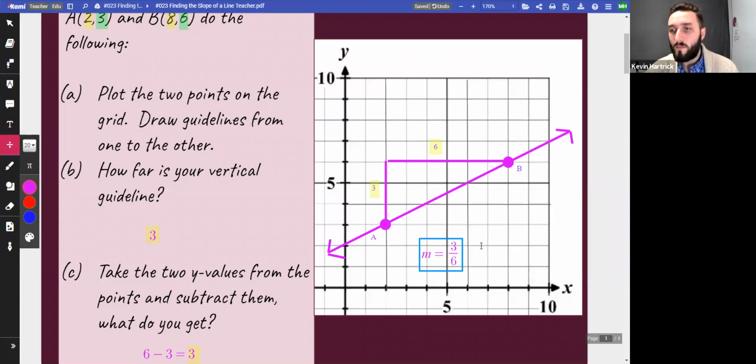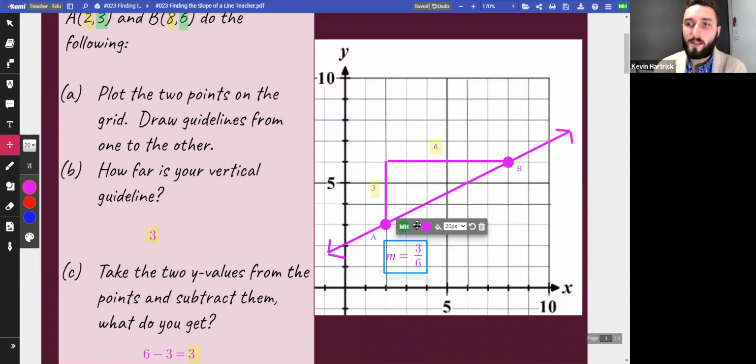Now, this is not simplified. So this is the first time we're looking at a slope that is not fully simplified. What does that mean? That means that the fraction that we get can be reduced. What is a number that goes into both 3 and 6? Well, they're both divisible by 3 because they're both multiples of 3. 3, 6, 9, 12, right? 3 and 6 are on that list. So if I divided these both by 3, I would actually get 1 over 2.